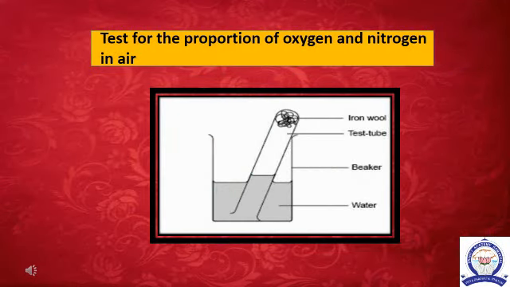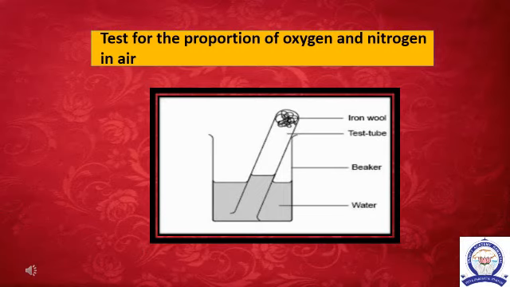Test for the proportion of oxygen and nitrogen in air. We know that iron undergoes rusting with oxygen and forms iron oxide. This process can be used to estimate the percentage of oxygen in air which has been removed by the rusting reaction. Take a small portion of iron wool, press it into a 20 ml graduated test tube and wet it with water. Tip away the excess water.